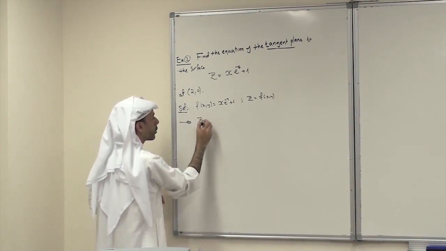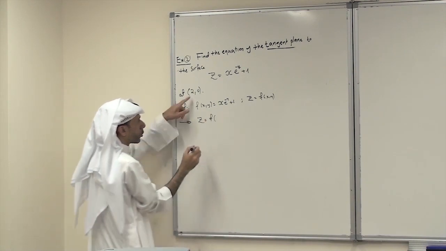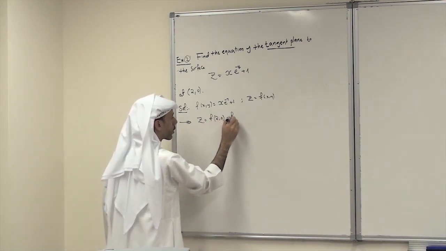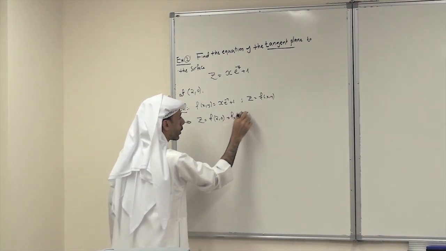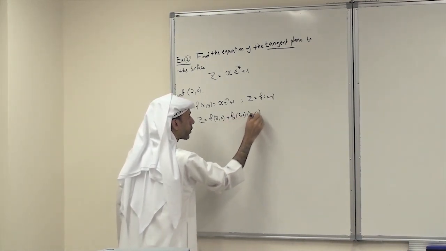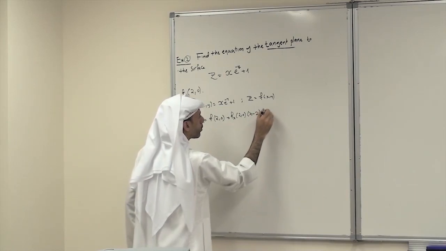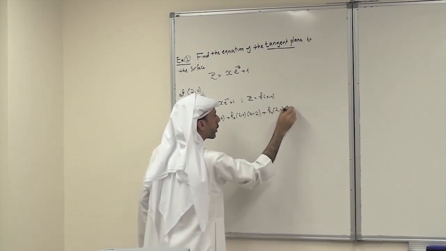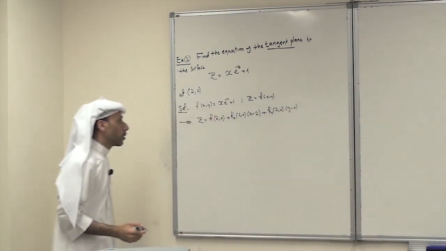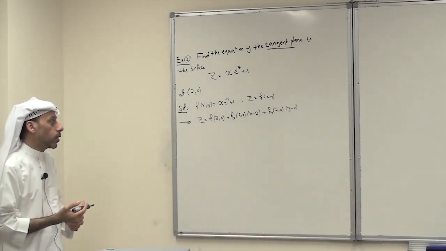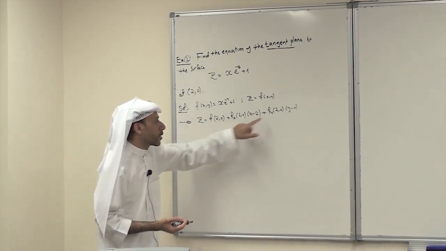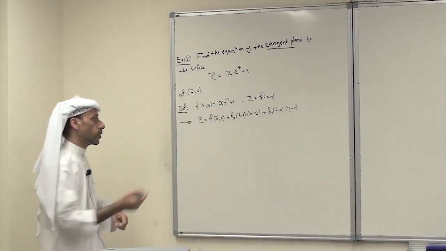Z equals f at the point (2, 0) plus f sub x at the point (2, 0) times (x minus 2) plus f sub y at the point (2, 0) times (y minus 0). So this is the form of the equation in this case. We need just to compute f, f sub x, and f sub y at the point (2, 0).